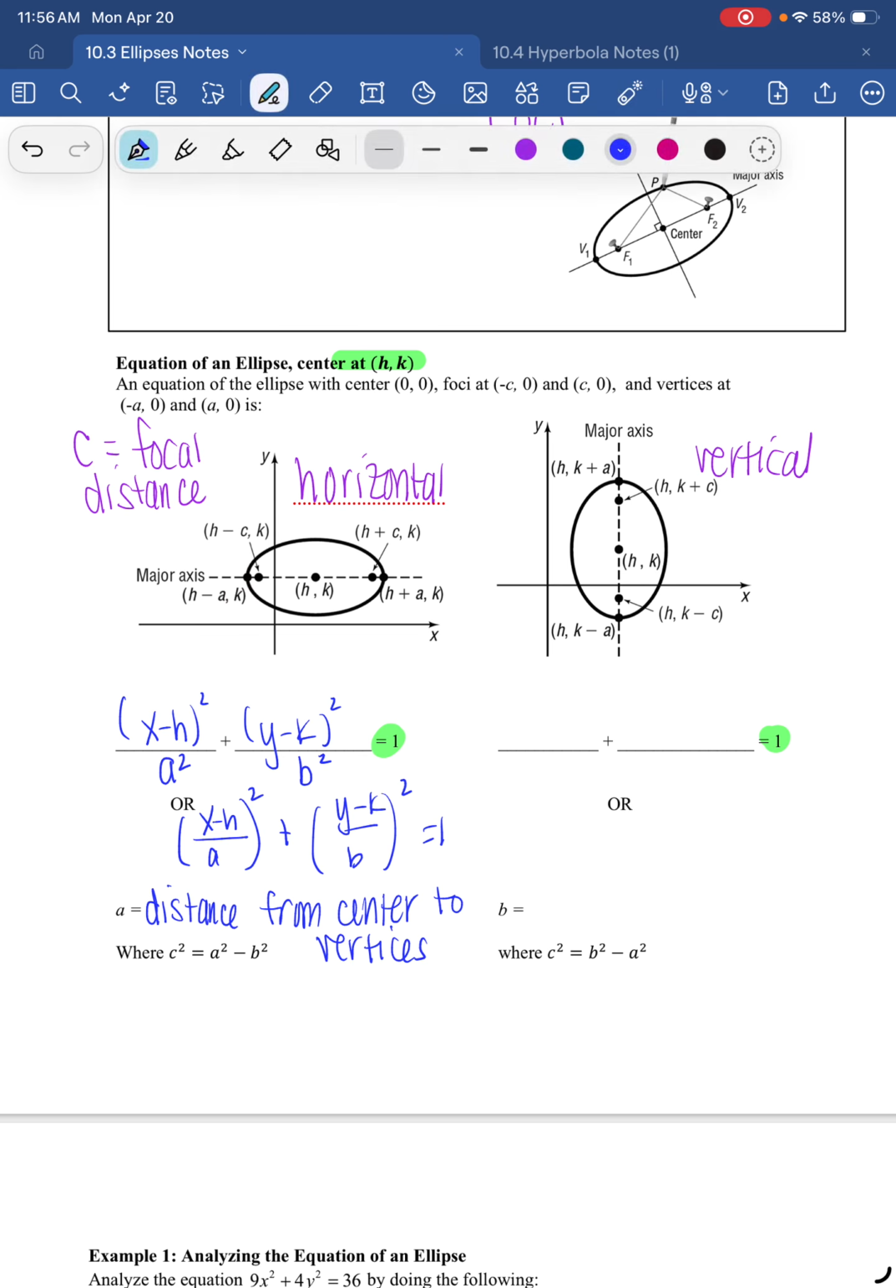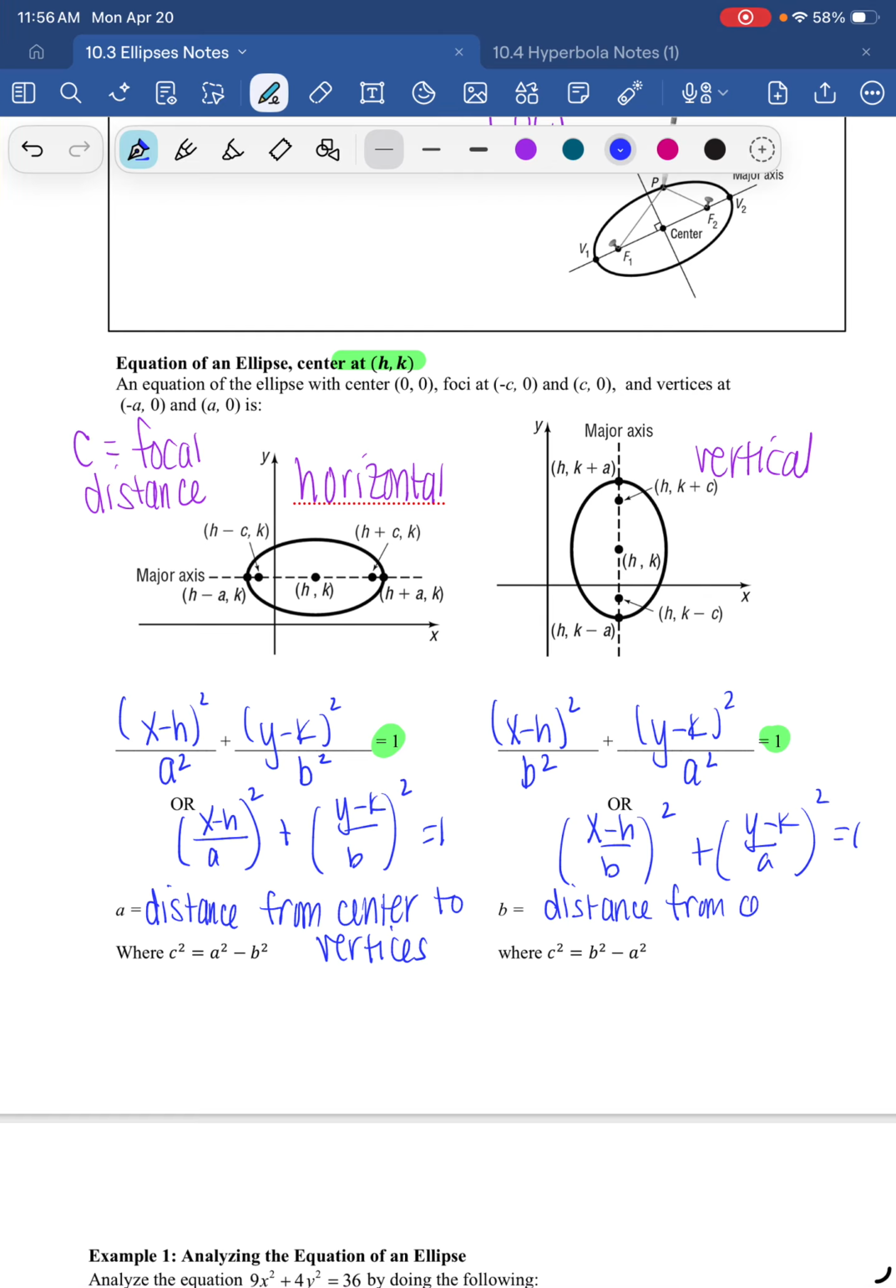The other way, it could be a vertical ellipse, and it would still be (x minus h) squared and (y minus k) squared, but we're going to switch a and b. And again, you could write that as (x minus h) squared over b squared plus (y minus k) squared over a squared, and that would equal 1. And now b is going to be the distance from the center to what we call the co-vertices.